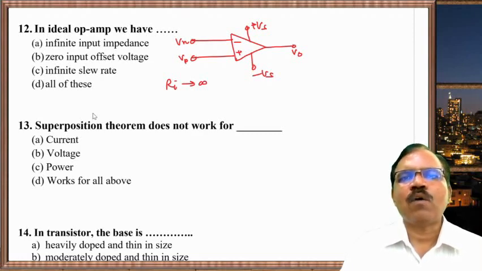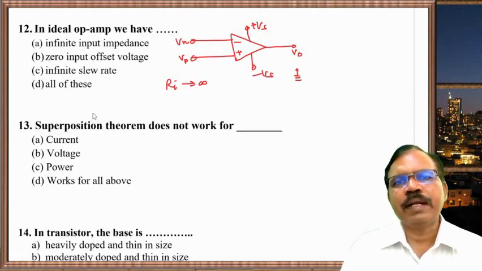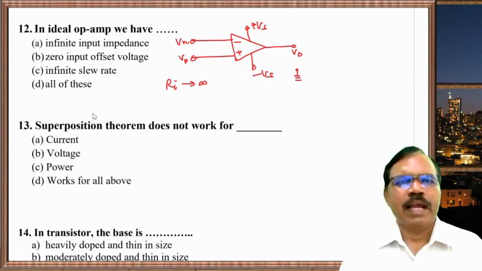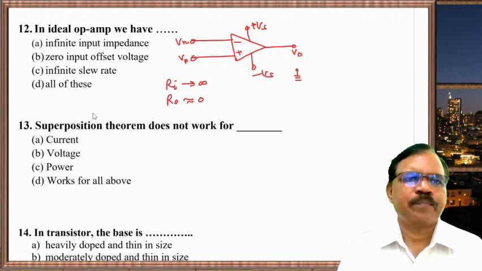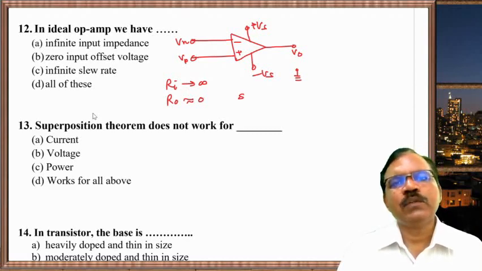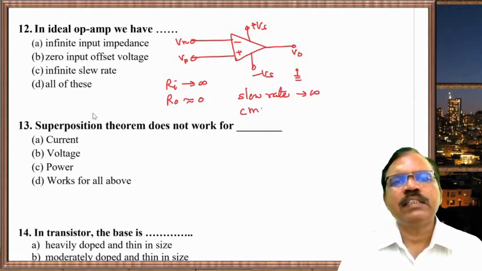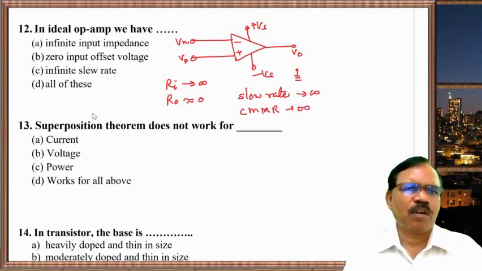If we take output impedance measured between output terminal and ground, that Ro must be 0 ideally, and its slew rate for operational amplifier is infinite. CMRR is also infinite, and so on. So there are a number of parameters.